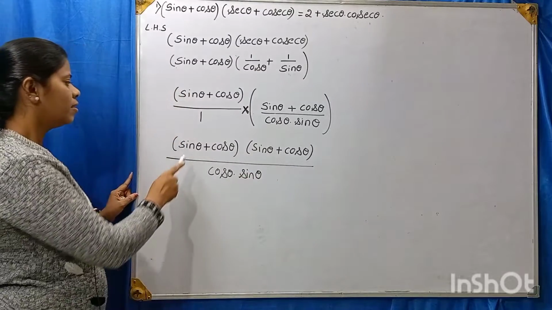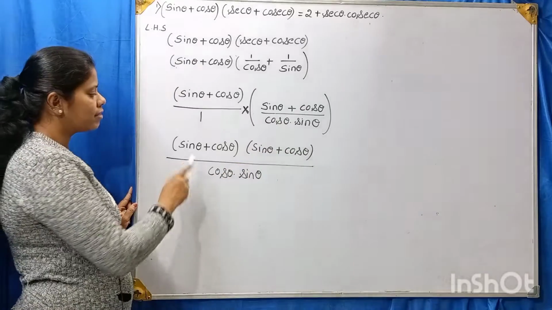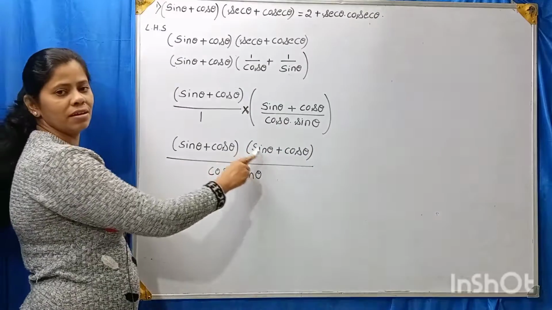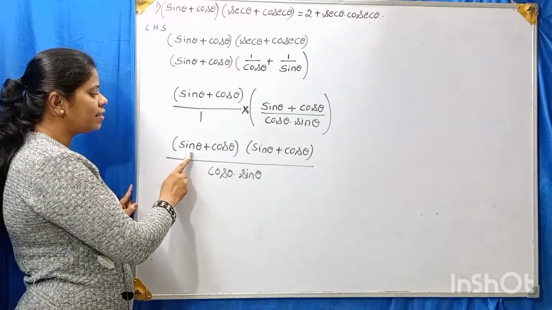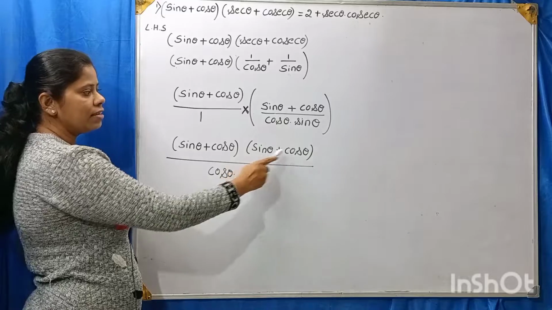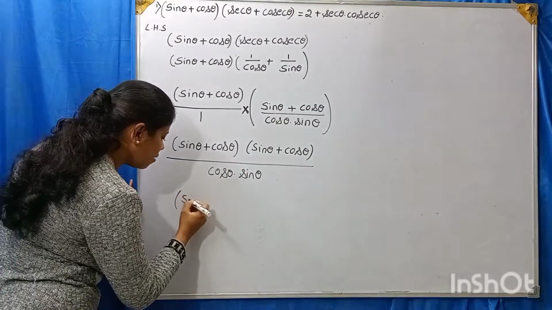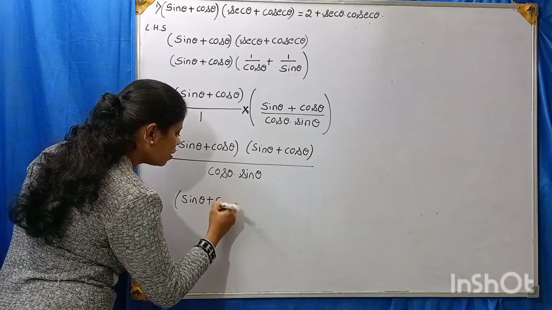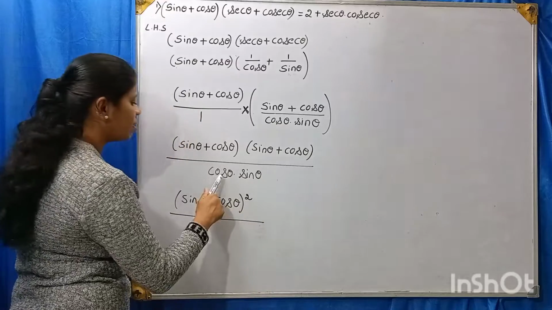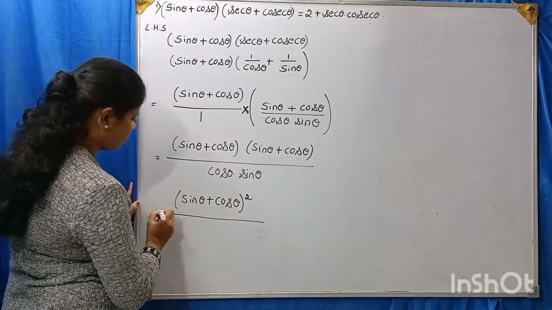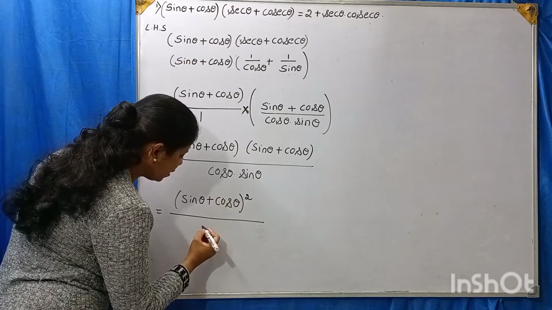Now see here. Sin theta plus cos theta into sin theta plus cos theta. That is a plus b into a plus b, which is a plus b the whole square. In the same way, sin theta plus cos theta into sin theta plus cos theta is a plus b the whole square. Means (sin theta plus cos theta) the whole square, whole divided by cos theta into sin theta.